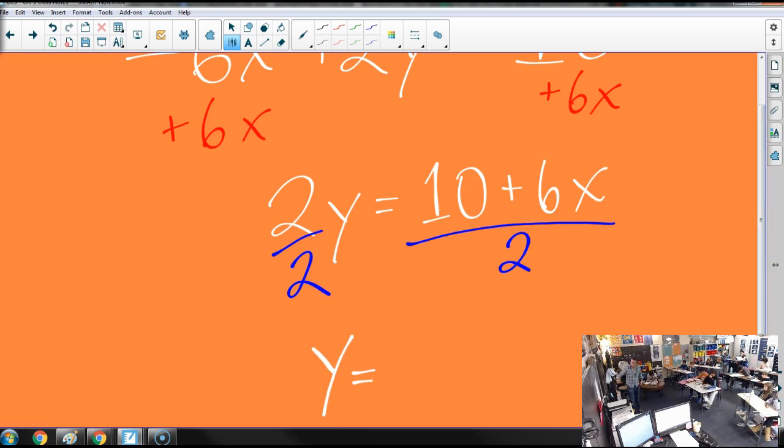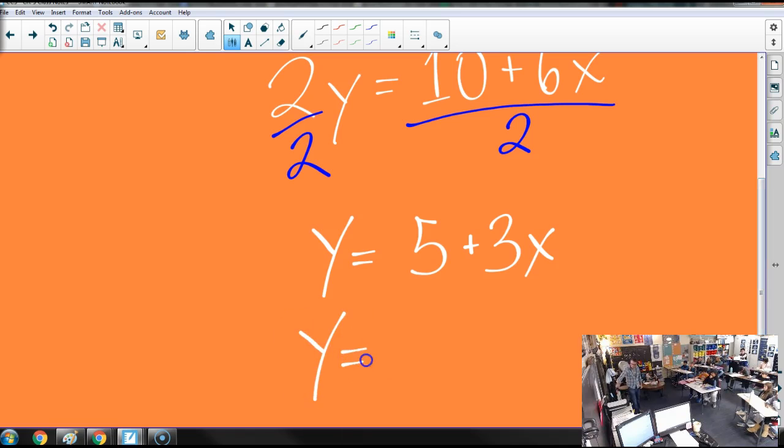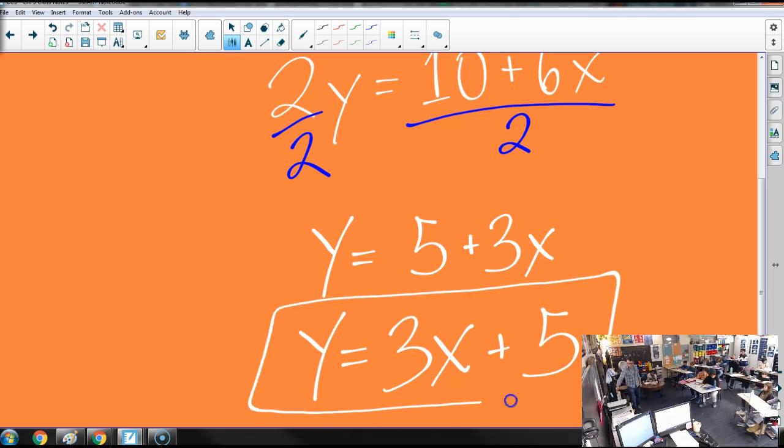So you're right, and I will fix that when we come to the end. 2y divided by 2 is y. 10 divided by 2 is 5. 6x divided by 2 is 3x. Simon brought up a very good point. It is more appropriate to write this with the x first. So really, here's our cleaned up, isolated y equals equation.